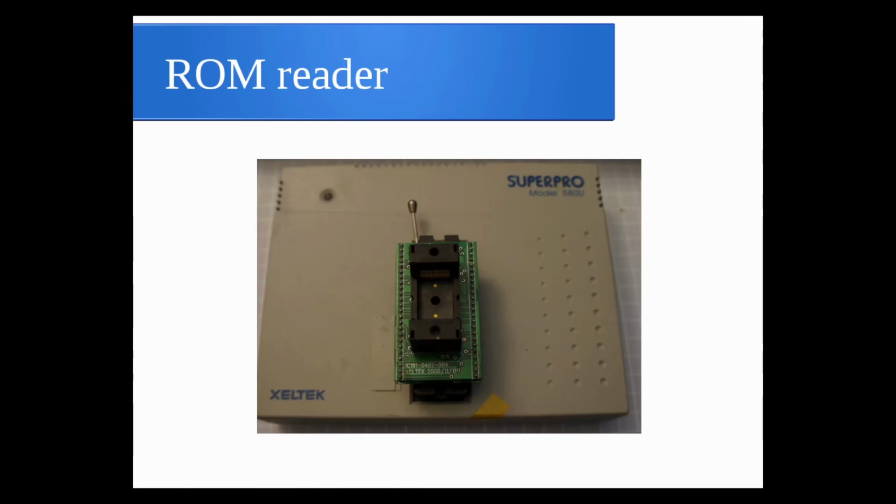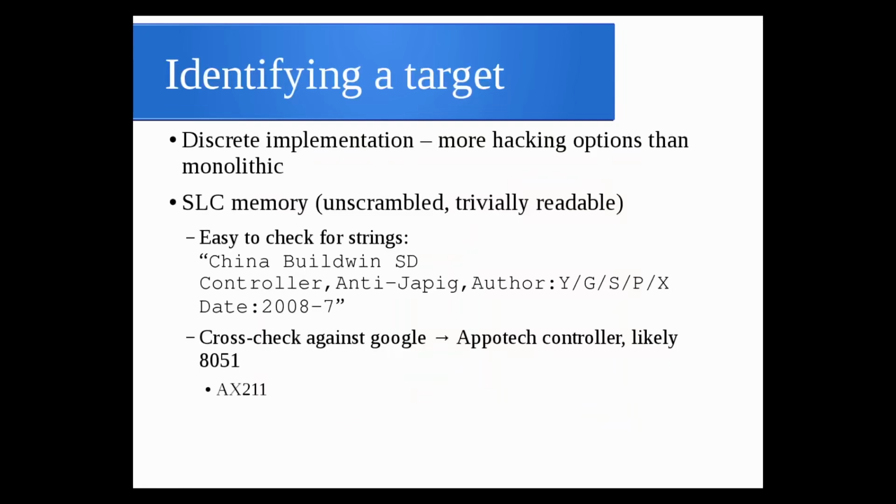And this was actually the beginning of one of our most successful threads in figuring out what's going on. We found a discrete implementation that luckily used SLC memory. SLC memory is a very easy type of memory to read with a ROM reader. We found exactly 2 cards in the whole market that were still using SLC memory. And it's of course easy just to run strings and grep for it.